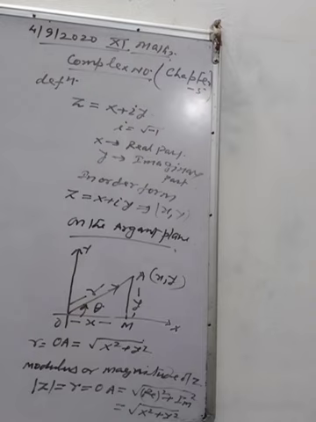Here r is equal to OA, root of x square plus y square, and this value r, that is OA, is also known as the magnitude or modulus of complex number z. So the modulus of complex number z, that is mod z, is equal to r, that is OA in the figure, which is equal to root of square of real plus square of imaginary, means root of x square plus y square. Is it clear?